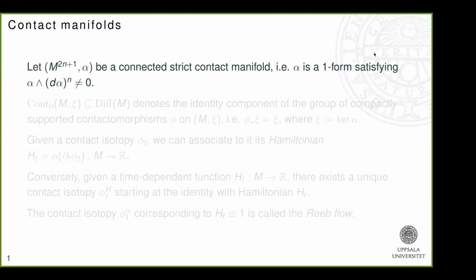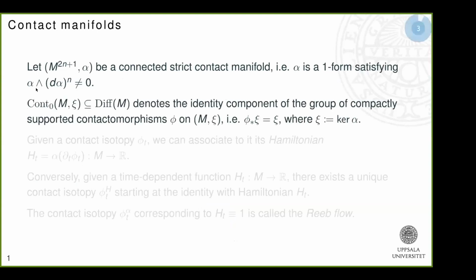M will be a connected manifold of dimension 2n+1 together with a contact form on it, meaning it's a one-form which satisfies that alpha wedge (d alpha)^n is a volume form. Cont 0 will denote the identity component of the group of compactly supported contactomorphisms, meaning those diffeomorphisms which preserve the contact structure, which is the kernel of the contact form alpha.